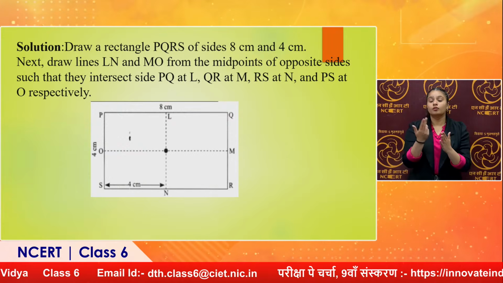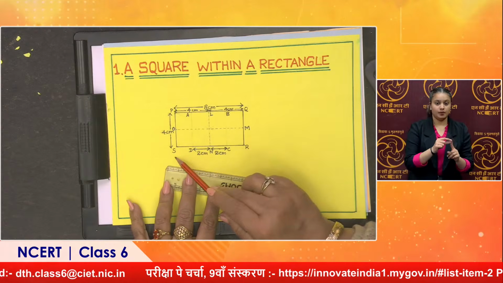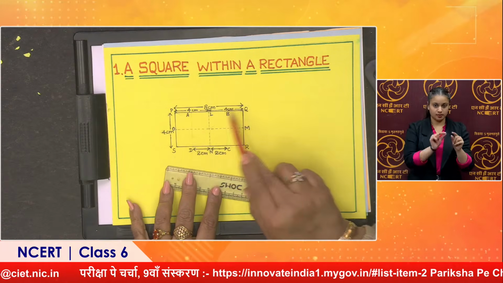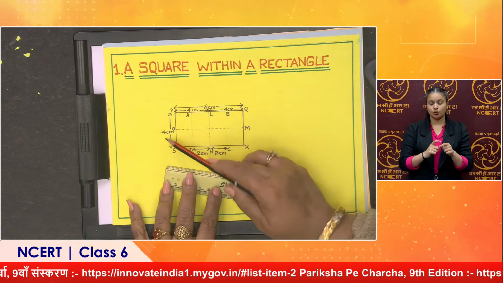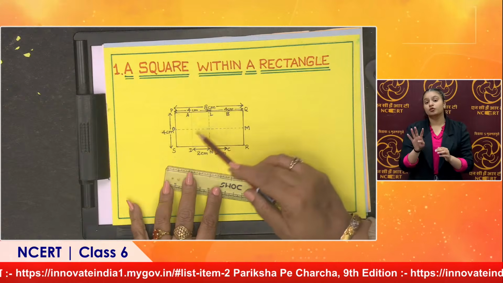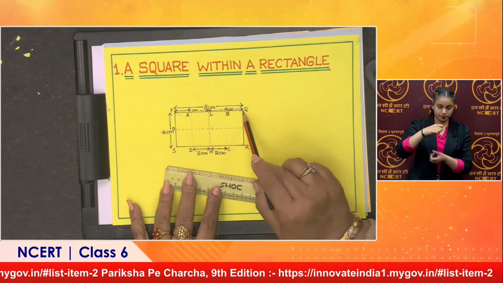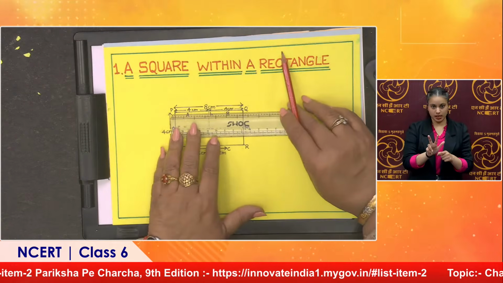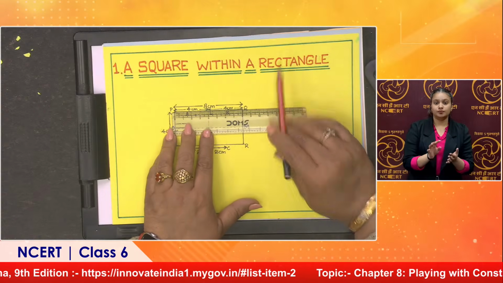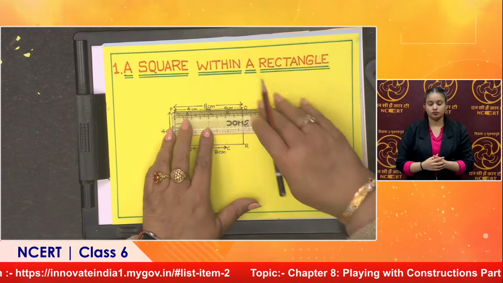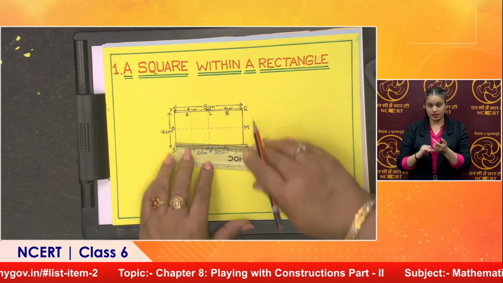We have taken this rectangle here, PQRS. We know PQ is 8 centimeters and QR is the same as PS, which is 4 centimeters. First we will construct the middle point of PQ. As it is 8 centimeters, what is half of 8? Yes, it is 4 centimeters. Let me take a midpoint here. In the same way I will take the midpoint of SR and join them.